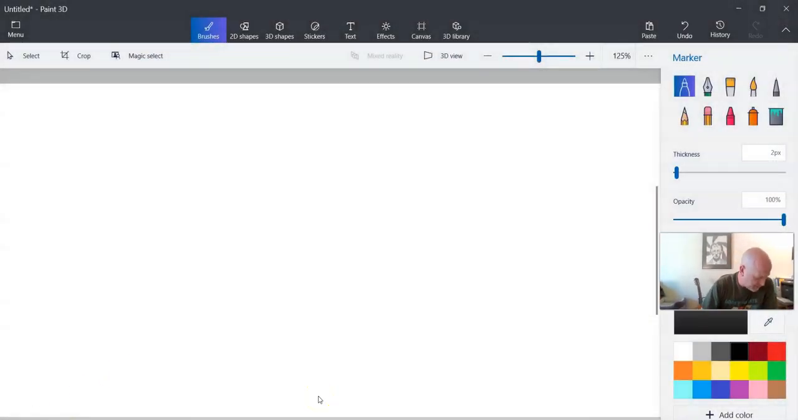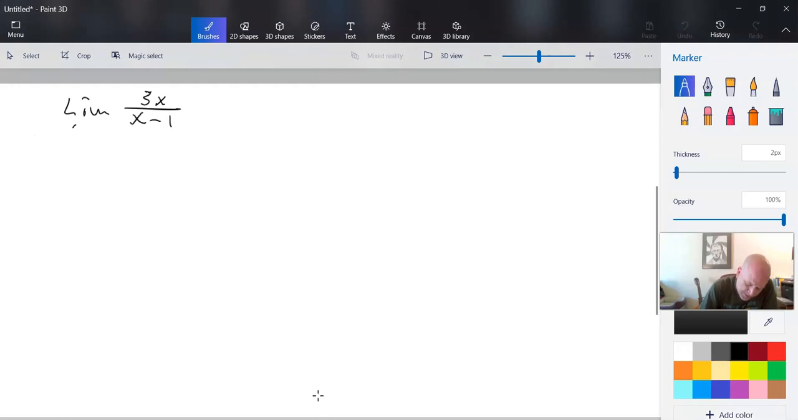Okay, so the first limit I want to look at is the limit of 3x over x minus 1 as x approaches 1. Okay, so we've seen things that look like this before. There's a difference now, though. The big difference is that this discontinuity that's being caused at x minus 1 isn't removable. In the past, they've been removable. There's been some algebraic trick I can do to get rid of it.